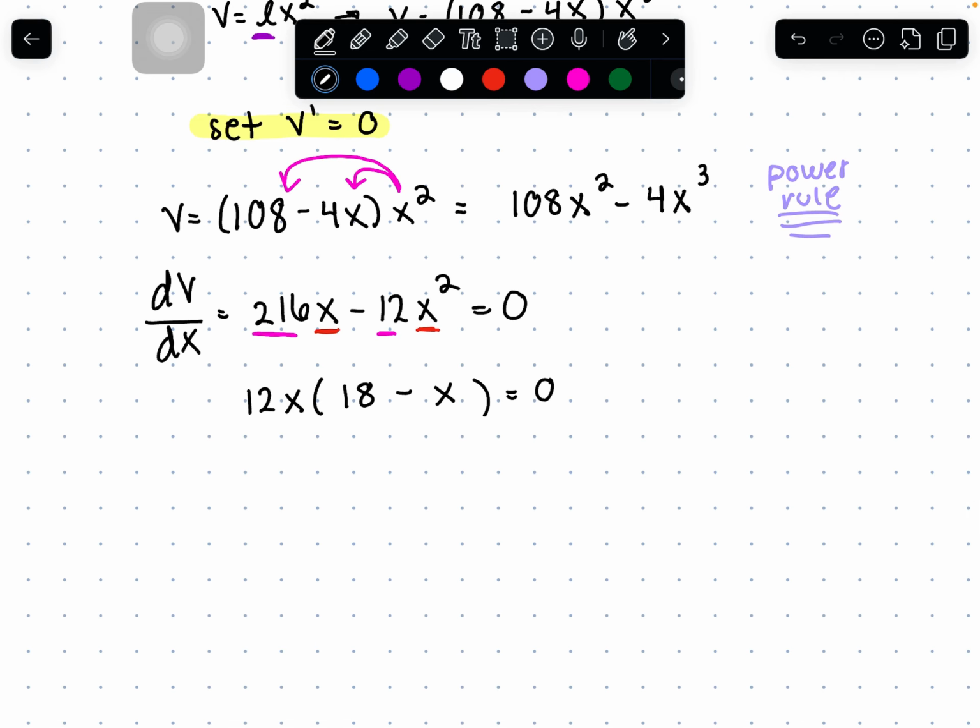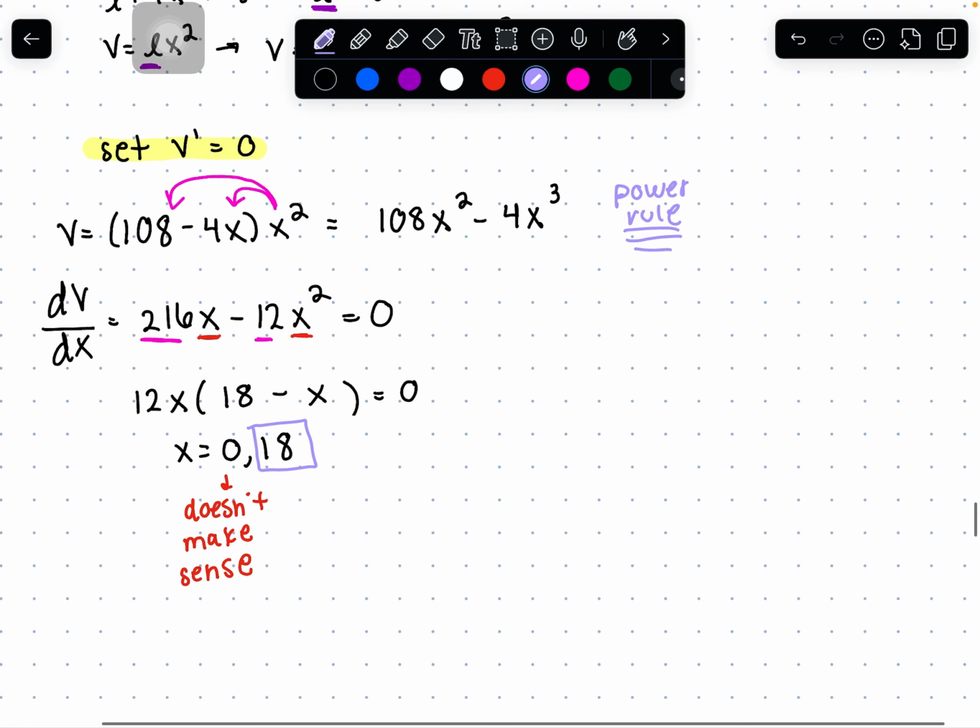So traditionally I would have x equals 0 and x equals 18, but because we're doing an optimization problem, this doesn't make sense, right? I don't want the length of my package to be 0 or the width of it to be 0. So we're not going to look at that. We're just going to consider x equals 18.